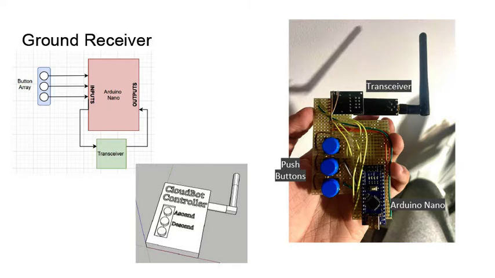The ground control system is made up of an Arduino Nano with 3 buttons as an input and a transceiver hooked up to it. On the right, you can actually see our final build with everything wired together, and on the bottom center is the 3D printed enclosure we're planning on building for the actual controller itself.